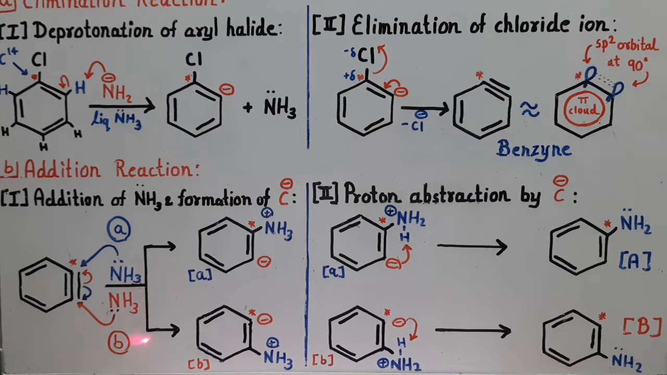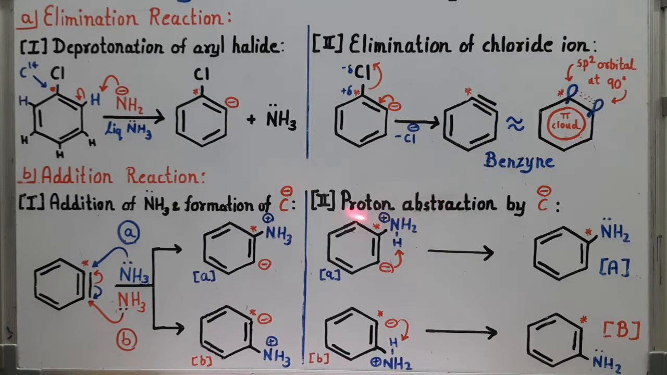While in path B, that is red colored, ammonia will attack on the triple bond from the adjacent position of the labeled carbon. So the bond will be broken and the labeled carbon will get bonding electrons to form a carbanion, that is intermediate B. Now in the second step, in both of the cases, carbanion will abstract the proton from the positively charged nitrogen to give two substituted products, A and B. So by labeling the alpha carbon, it is clear why we are getting two products instead of one.